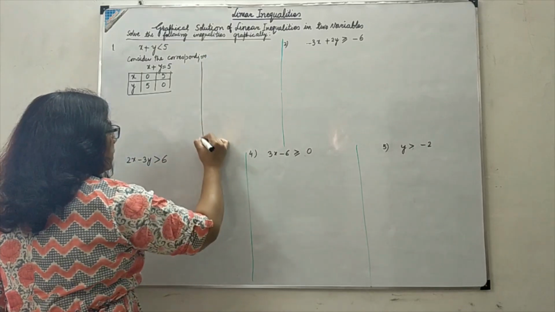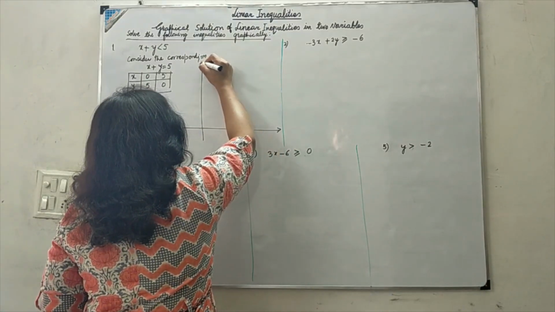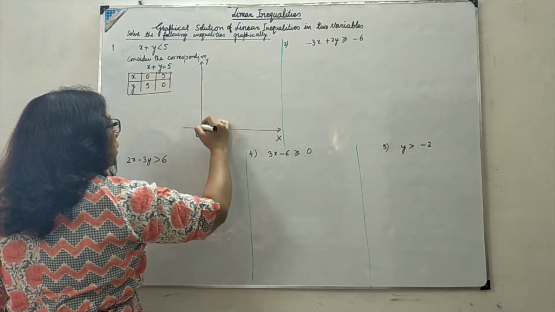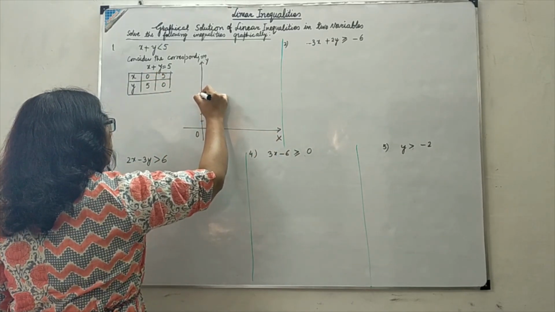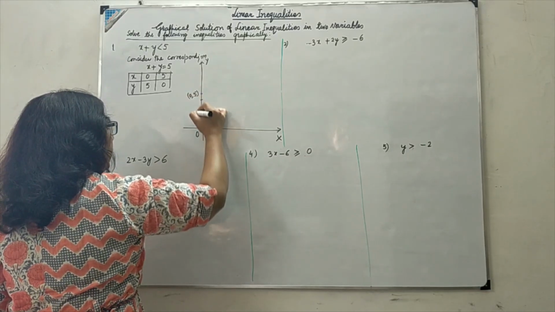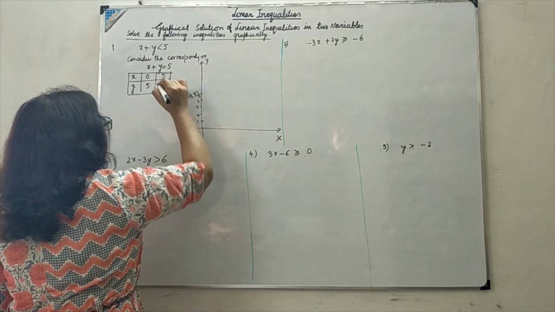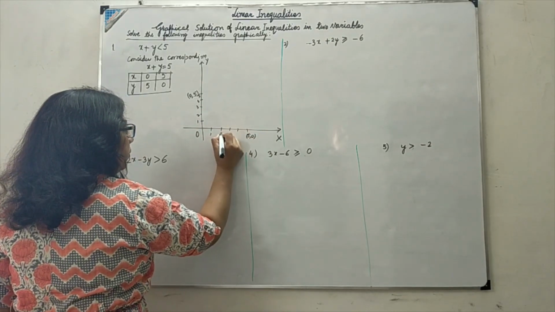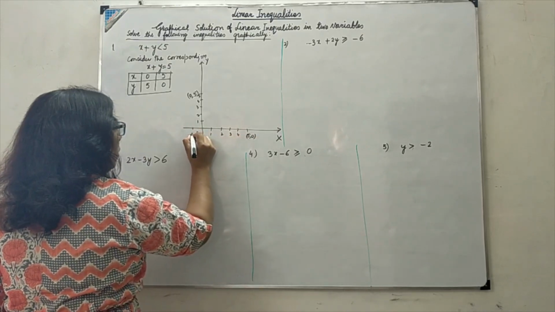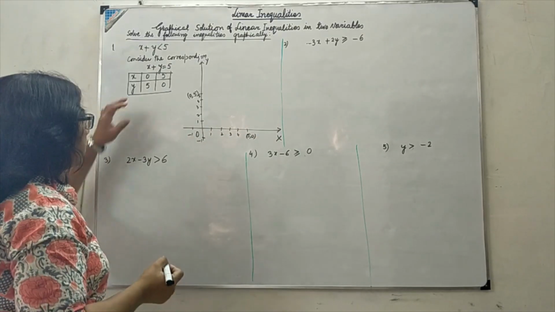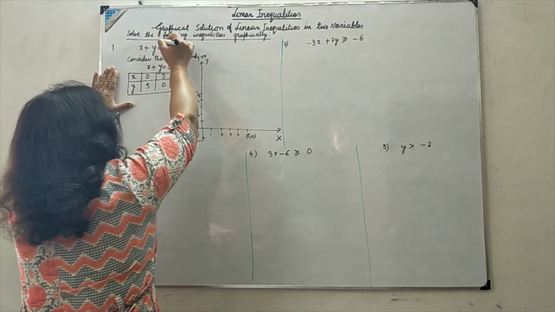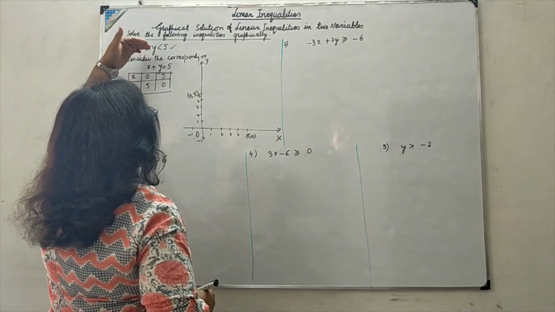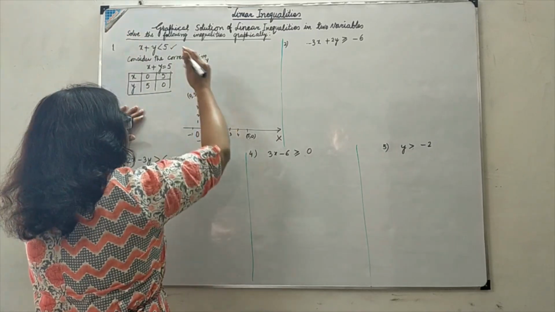Now I will take the axes and a suitable scale to show these points 1, 2, 3, the point (0, 5) and (5, 0). Now this line is passing through these points. You can see that this is a strict inequality. The line and its points are not included in the solution.